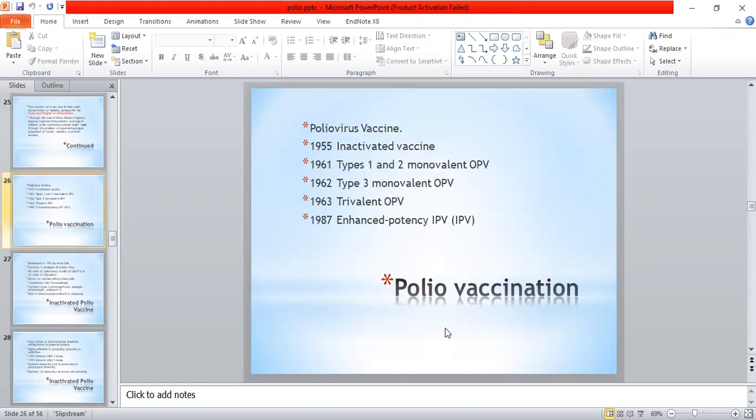Polio vaccination. Vaccination was discovered initially in 1955, inactivated vaccine in 1961, type 1 and type 2 monovalent oral polio vaccine. In 1962, type 3 monovalent OPV was discovered, and in 1963 trivalent OPV, and in 1987 enhanced potency IPV, inactivated polio vaccine, was discovered.